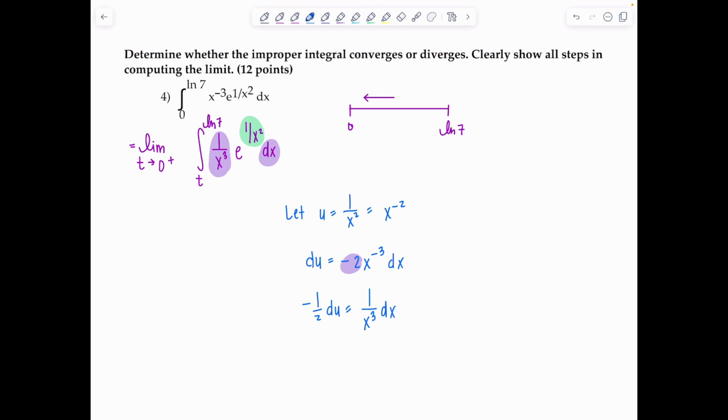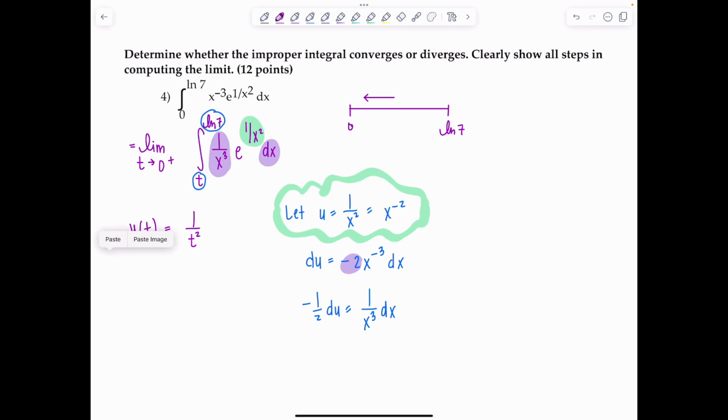Other thing you have to do is change your limits of integration. So currently t and natural log of 7 belong to x. I need to change them to be in terms of u. How do I do that? I go right here and I substitute them in for x. So u of t would be 1 over t squared. And then u of natural log of 7 is 1 over natural log of 7 squared. And it's not cute, but whatever, that's what it is, okay?